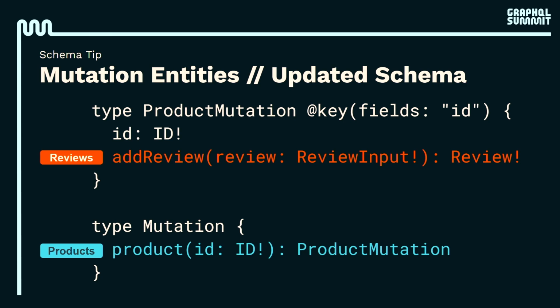So now, instead of a root mutation being addReview, where you have to directly pass in the product ID and the review, look here how now we have a root mutation of product, where we pass it an ID, and it returns a nullable product mutation entity. And then on the reviews subgraph, all we have to do is add a field to the product mutation entity called addReview that now has the review input alone.